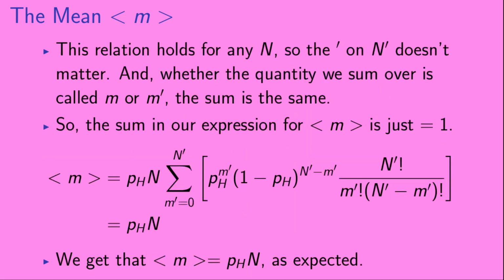Now, this relation holds for any n, so the prime on n prime doesn't matter. And whether this quantity we sum over is called m or m prime, the sum is the same. So the sum in our expression for the mean value of m is just equal to 1. So we had that the mean value of m was equal to ph times n times this sum that's just equal to 1. We thus get that the mean value of m is equal to ph n, as expected.